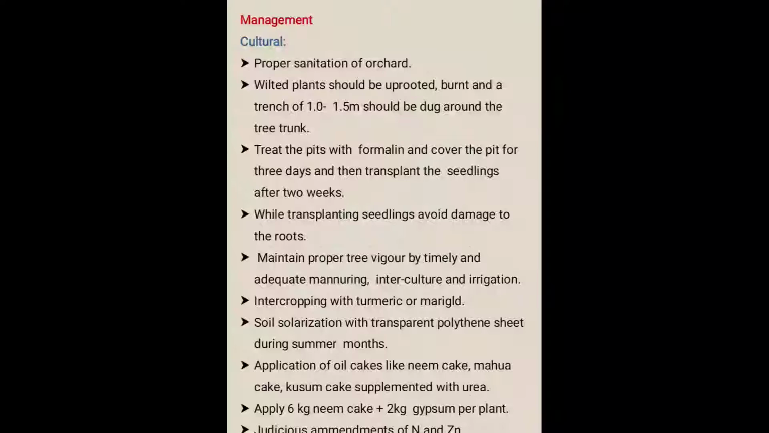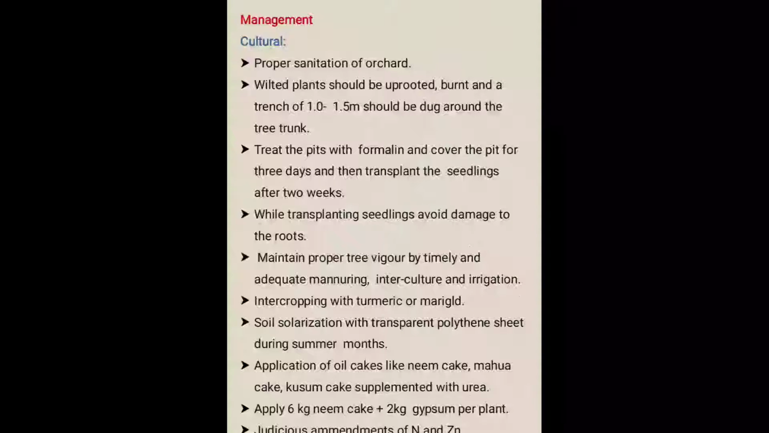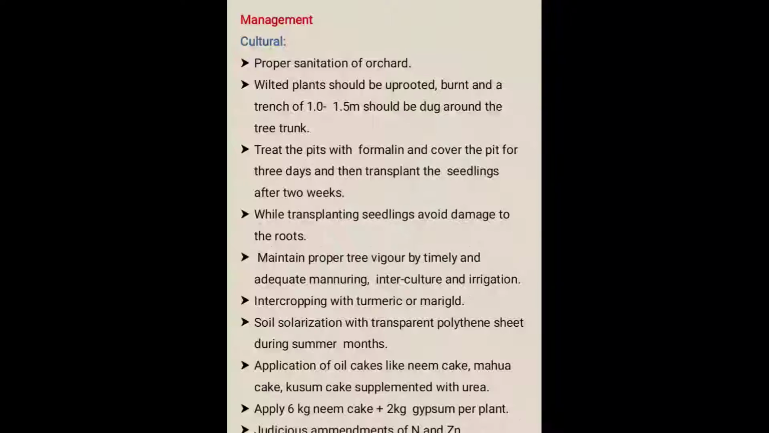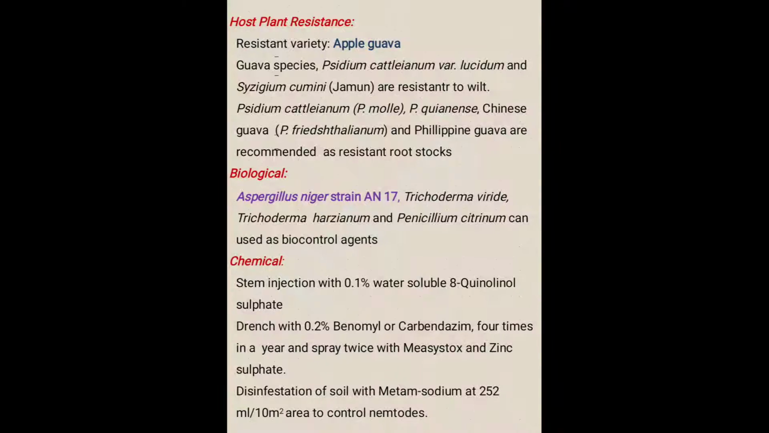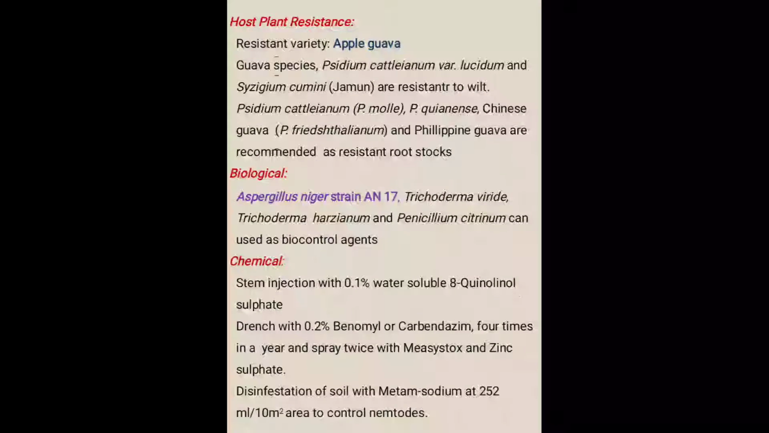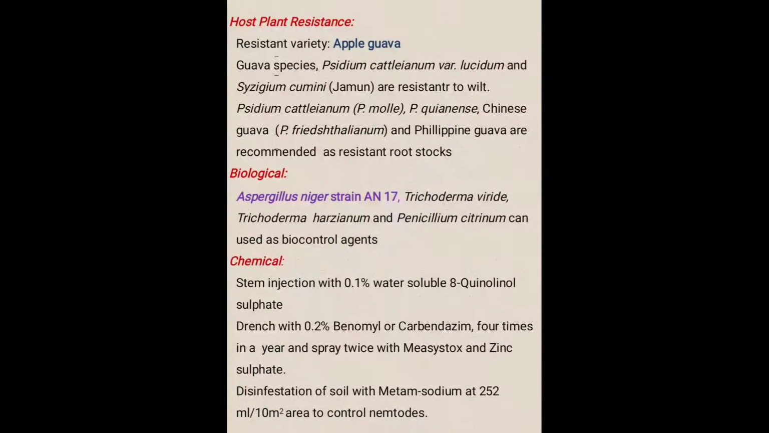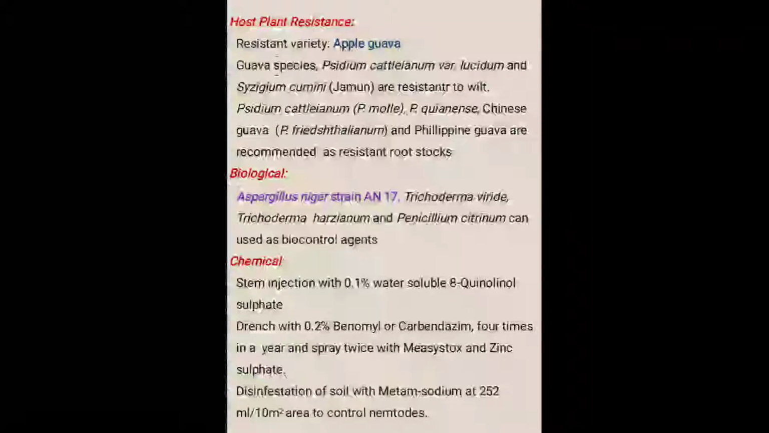These are the collective management practices which can give better results for tackling the problem of incidence of wilt disease that is caused by Fusarium. Next factor of plant disease management, that is host plant resistance. Farmers should use the resistant varieties, that is apple Guava, and other species are also there.